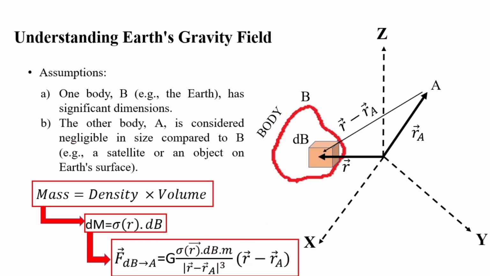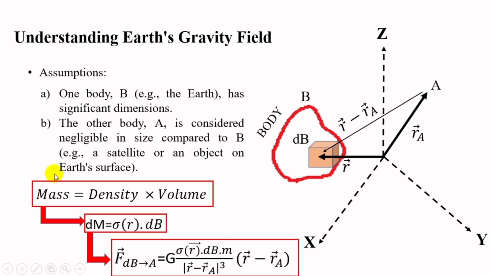In this slide, we consider the case where one body, such as the Earth, is significantly larger than the other body, such as a satellite or an object orbiting around the Earth or on Earth's surface. To calculate the gravitational force between the Earth and the small body, we treat the Earth as being composed of many infinitesimally small mass elements. So, we consider this body as being made up of many small elements like dB.